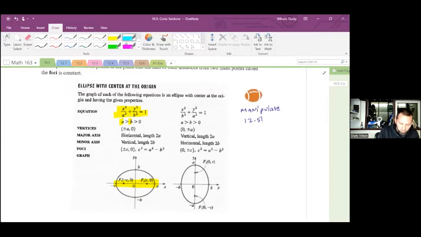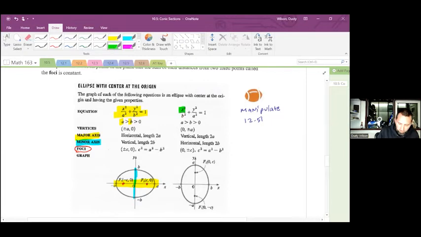The minor axis here, the short diameter, if you will, has length 2b. And the foci are at plus or minus c, 0. These foci are the two points that the string would attach to.